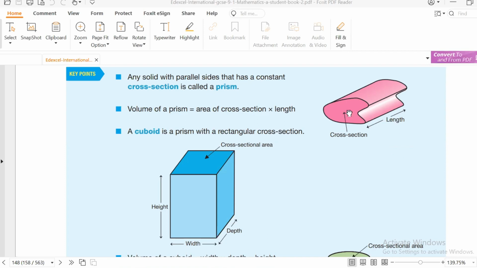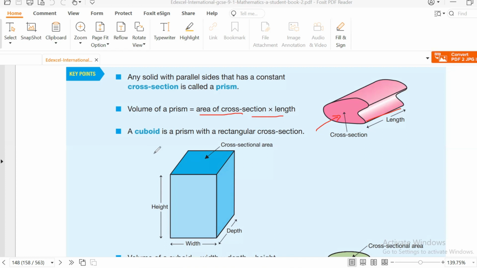In general, any solid with parallel sides that has a constant cross section is called a prism. So basically the volume of a prism is area of cross section multiplied by length. This formula will help us: area of cross section multiplied by length. This is the area of cross section, and this one we will consider as the length. We will check in the question as well.